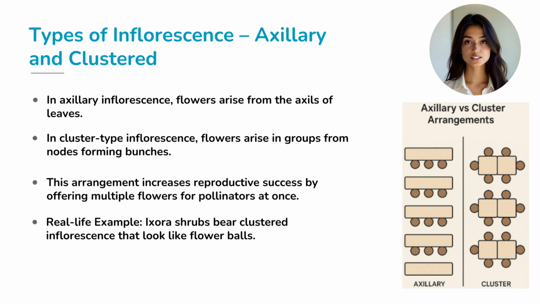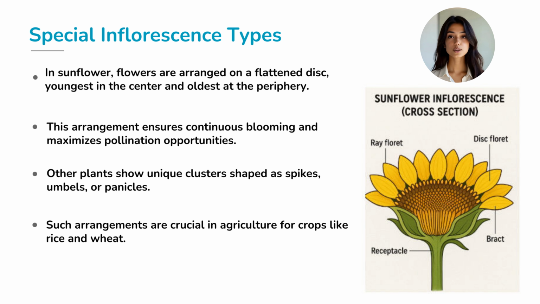Now, in many plants, flowers don't grow alone. In axillary inflorescence, flowers grow from the axis of leaves, the small angles where a leaf joins the stem. In others, they grow in clusters, forming attractive bunches. Have you seen the Ixora plant, where the flowers look like a ball of tiny red stars? That's a clustered arrangement. Such groupings provide a feast for pollinators, more nectar, more choice, and more chances for successful pollination.